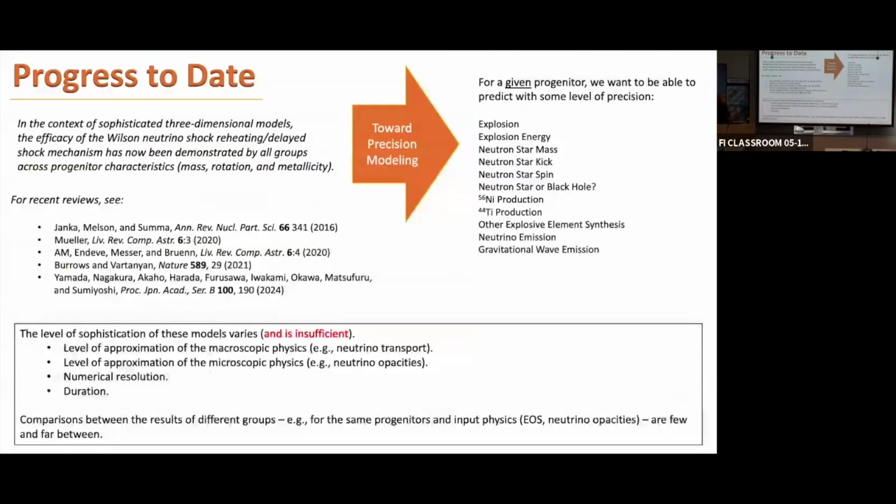So the progress to date. I've been doing this for a long time, and it was very depressing for a long time because nobody was obtaining explosions across supernova groups. Jim Wilson was obtaining explosions, but we were all doing spherically symmetric modeling just because the computers weren't there and also the know-how wasn't there.